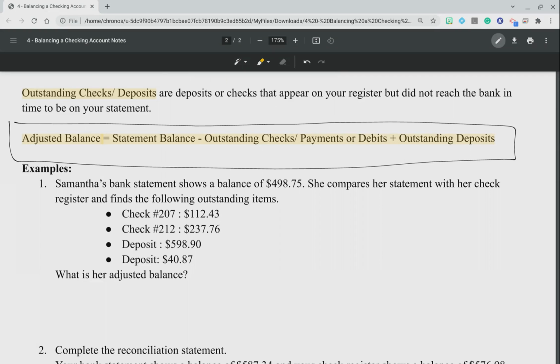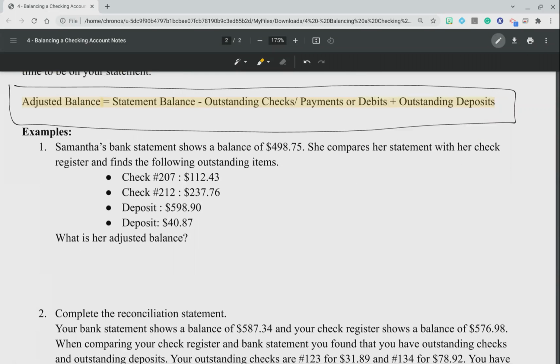So anything that is outstanding just means that it happened. Maybe you paid a bill on a Friday, but the statement was mailed out on that Friday. So you made that transaction too close to when it got mailed to you, so it's not going to be on that statement. But you still want to have an accurate depiction of how much money you have in your account.